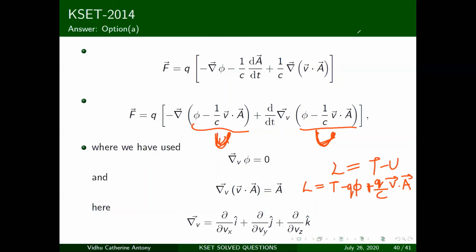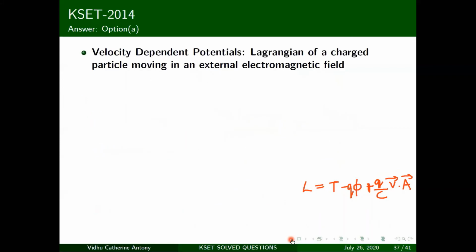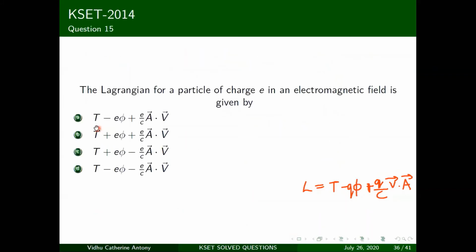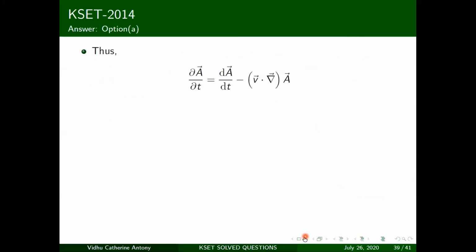Now let's go back to the question. Let's erase all this, and this too. Let's just leave this so that we can verify it with the question that we have. So you basically have T minus, this q is basically e, so e phi plus e divided by c v dot A, or A dot v. It really doesn't matter. Let's move on to the last part.